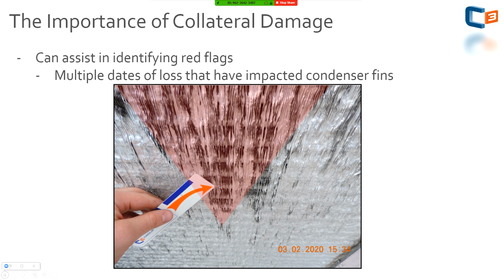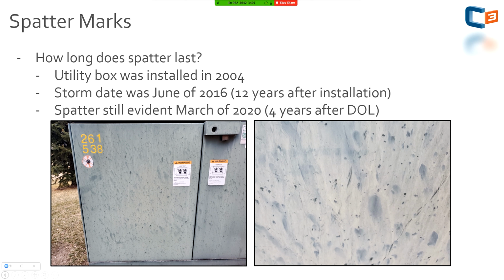So spatter marks, this is a huge thing. A lot of people ask, how long does spatter last? Is spatter an indicator for hail size? And the answer is, it depends. And yes, it is an indicator of hail size. So how long does spatter last?